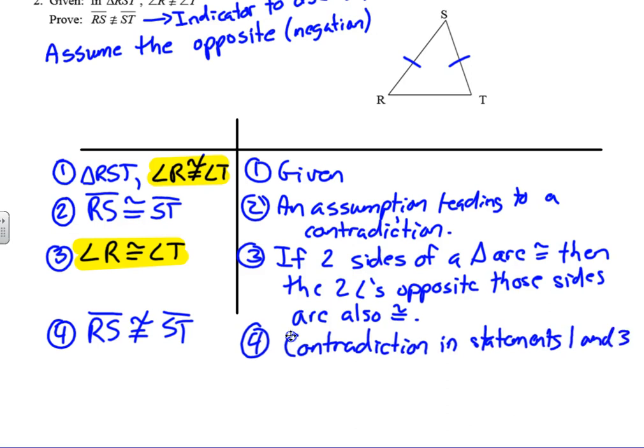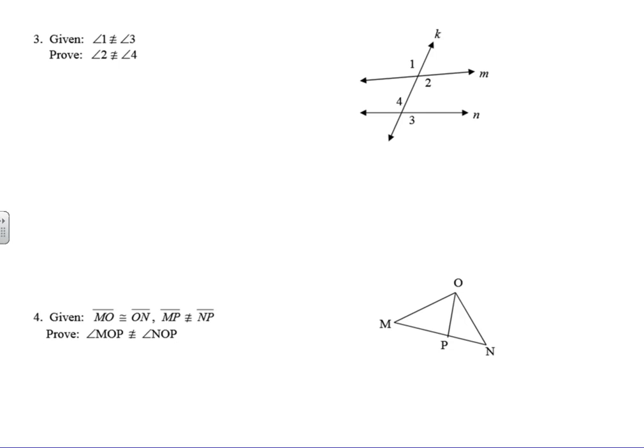So, to review the process, you assume the opposite of what you're trying to prove, and then you build an argument looking for a contradiction. When you find a contradictory statement, usually it's going to contradict something that we're given. Therefore, our assumption has to be false, and the opposite of it must be true. All right, so let's try a couple more.